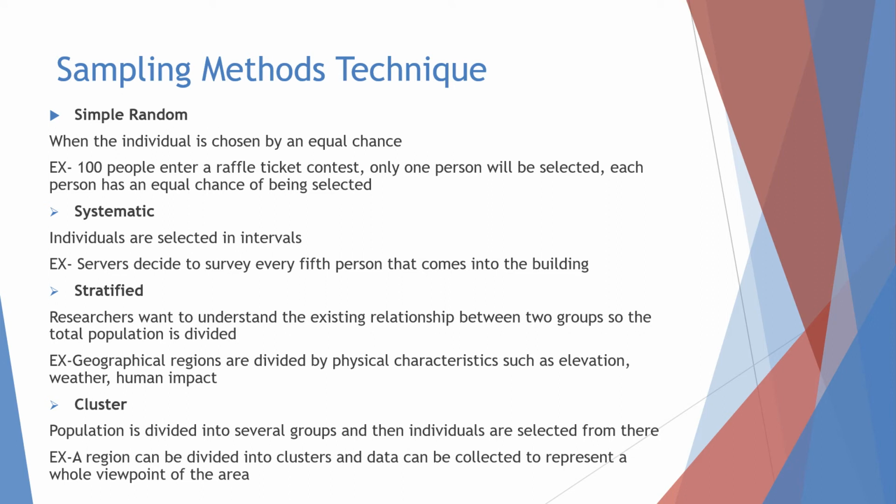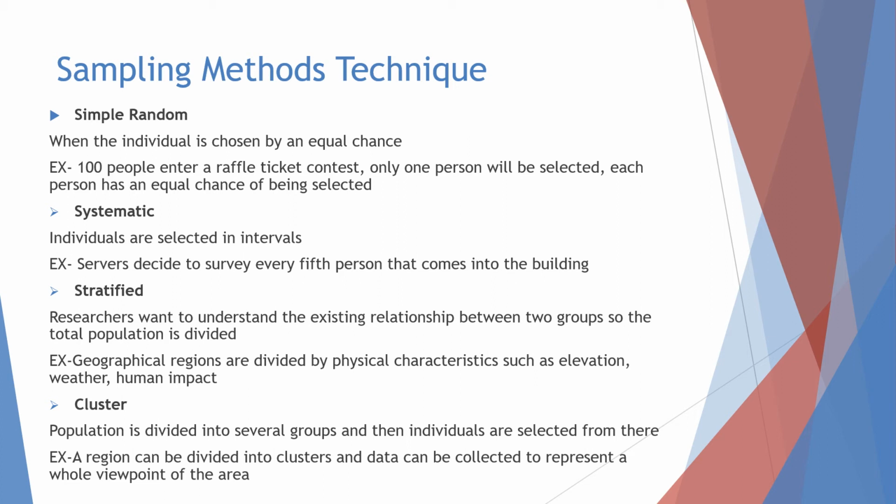Next, there are sampling methods techniques. The most commonly used is simple random, and it is when the individual is chosen by an equal chance. For instance, if 100 people enter a raffle ticket contest, only one person will be selected, and each person has an equal chance of being selected. Next is systematic, where individuals are selected in intervals. For instance, if someone's out doing a survey, they might decide to ask every 5th person that enters a building.